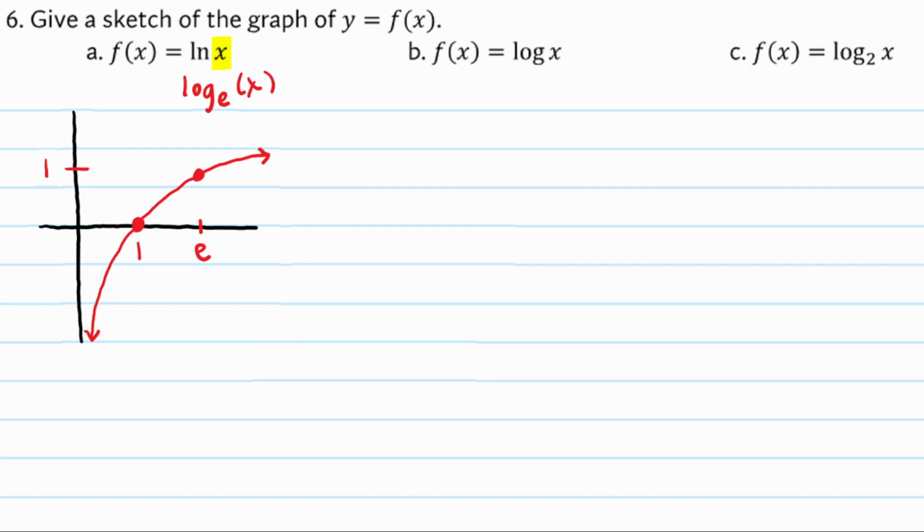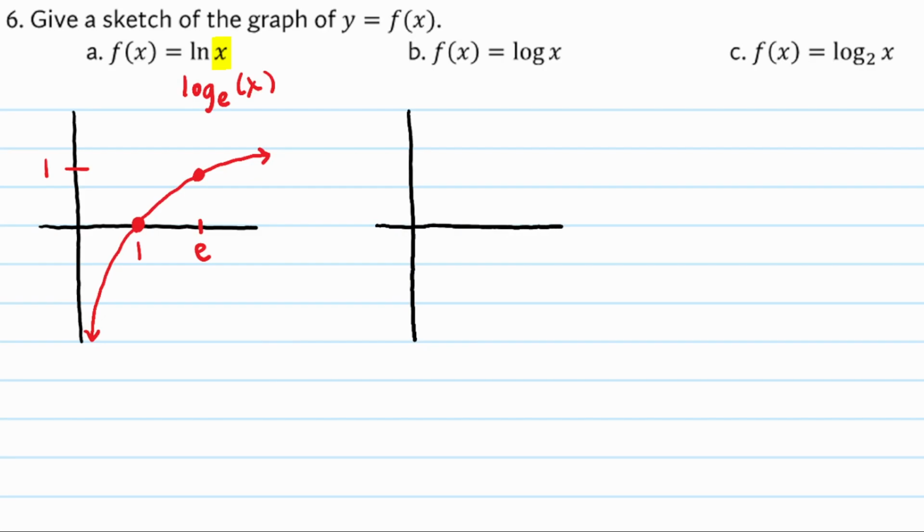For b, I'll just draw another one. It's going to look almost exactly the same. The difference is going to be that point right here is not going to be at x equals e. It's going to be at x equals 10, because log of x without any base indicated means log with base 10. I'll tell you, actually, in the really old textbooks, when they said log x, they meant natural log x, but I just leave that there.